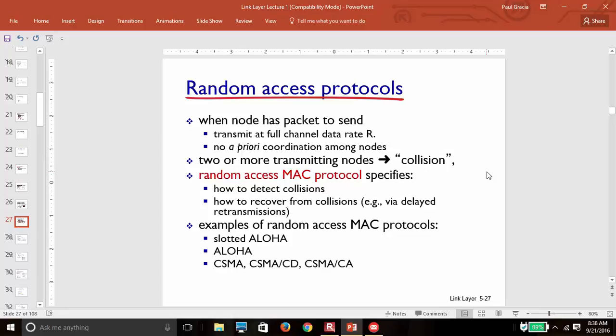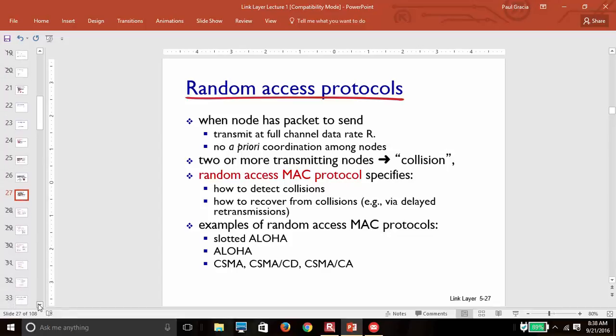There are different examples of random access MAC protocols, and the one we're going to focus on is the one that has been used in the past. It still exists, but it's not really used that much anymore, which is CSMA-CD. We are going to cover CSMA-CA later on in this class, but not in this particular lecture.